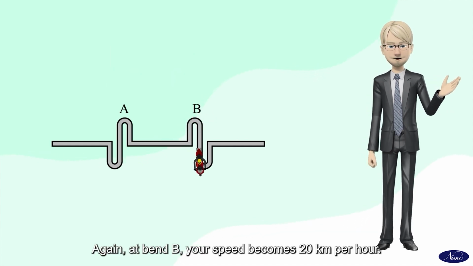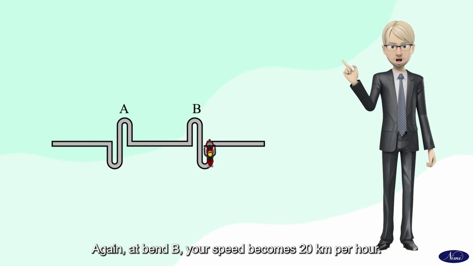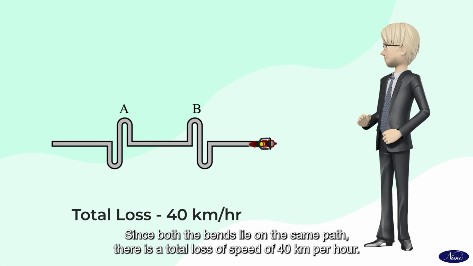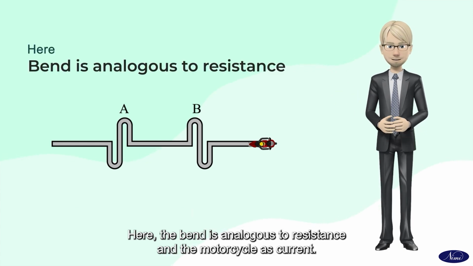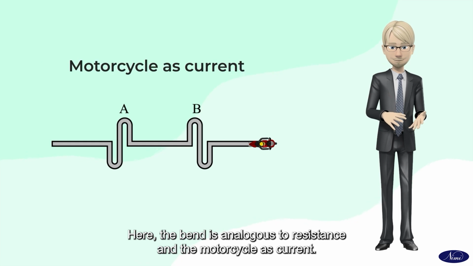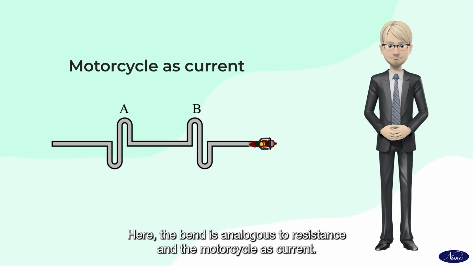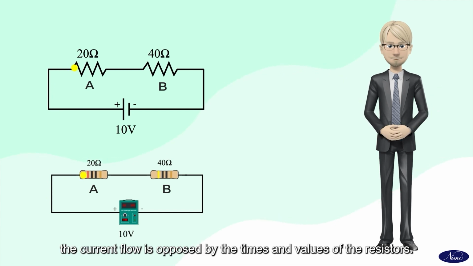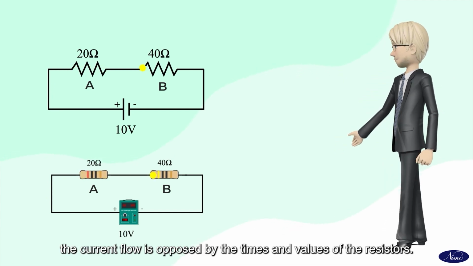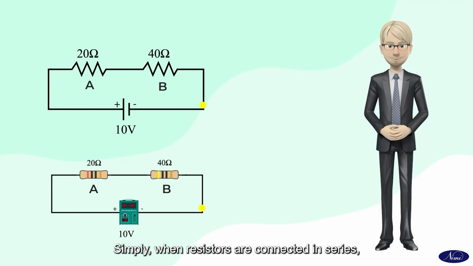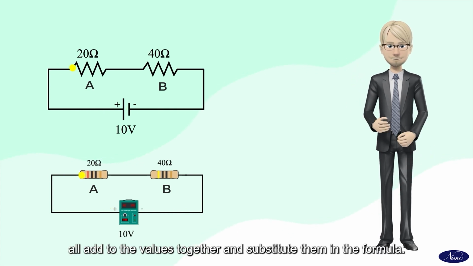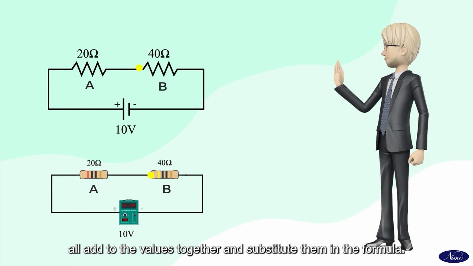Again, at bend B, your speed becomes 20 km per hour. Since both the bends lie on the same path, there is a total loss of speed of 40 km per hour. Here, the bend is analogous to resistance and the motorcycle to current. So, when the resistors are connected in series, the current flow is opposed by the values of the resistors. Simply, when resistors are connected in series, add all the values together and substitute them in the formula.